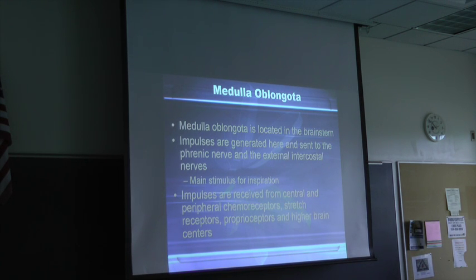So the brainstem has the medulla oblongata. Impulses are generated here and sent to the phrenic nerve and the external intercostal nerves. And this is the main stimulus for inspiration. So the medulla's got to initiate the impulse and send it to the phrenic nerve. And then where does the phrenic nerve end up? You guys remember where the phrenic nerve ends up? Diaphragm.